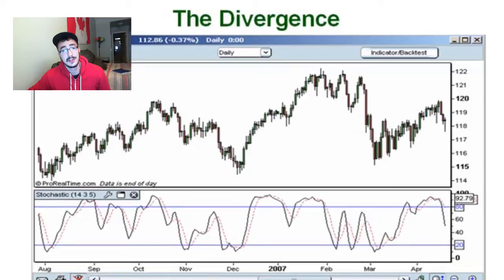So divergence is a third way of using this oscillator. It's very simply when the market is making new highs and the indicator is trading in the opposite direction, which is an indication that a reversal may be coming. Here we have a divergence. You can see that the market's making new highs, but by looking at the stochastic you can see that momentum in the market is not following.